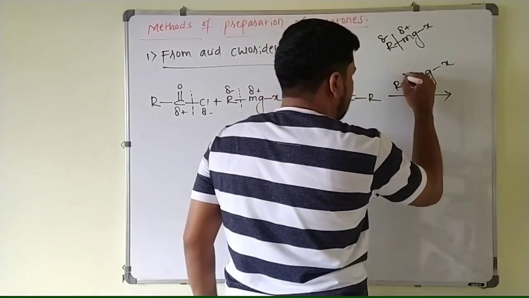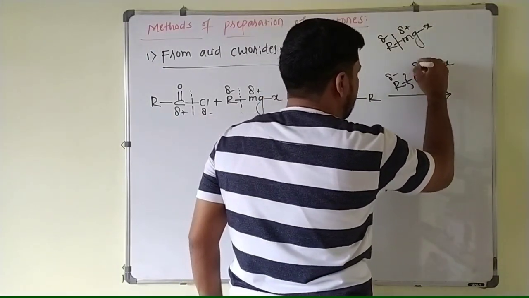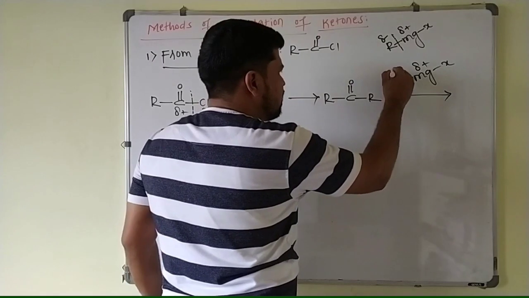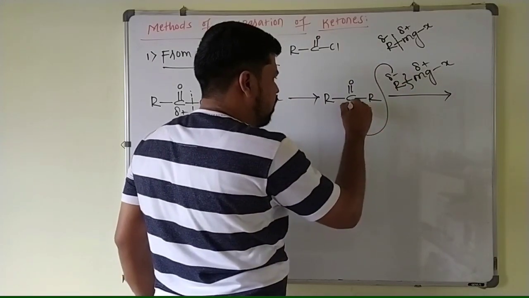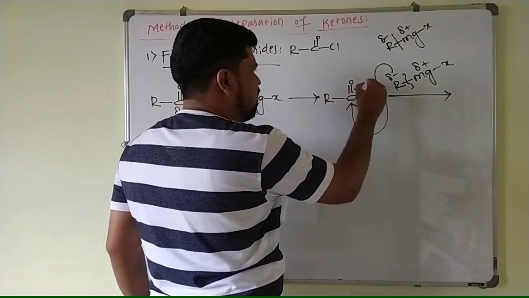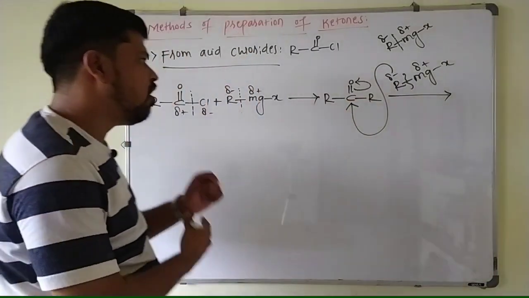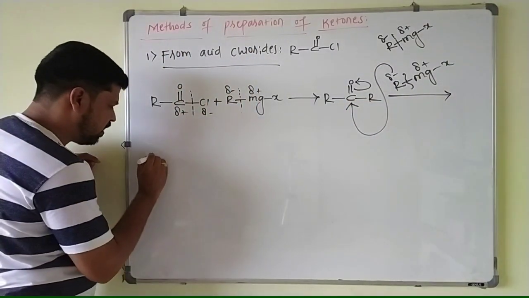To form tertiary alcohol. This is a partial negative, and this will be partial positive. This alkyl group acts as a nucleophile. It attacks the carbonyl carbon, so that these electrons are transferred to the oxygen here. So what will be the product here?